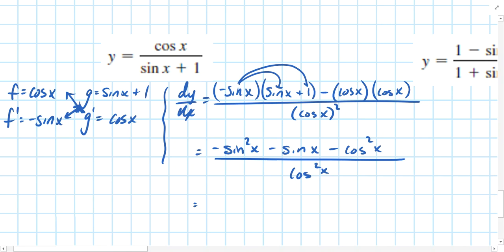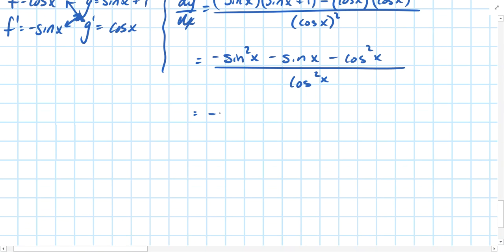Well, I happen to recognize that a number negative 1 is common to each term in the numerator. And after I factor that out, I'm left with sine squared of x plus cosine squared of x. I'm going to slide this cosine term to the left, plus sine of x.